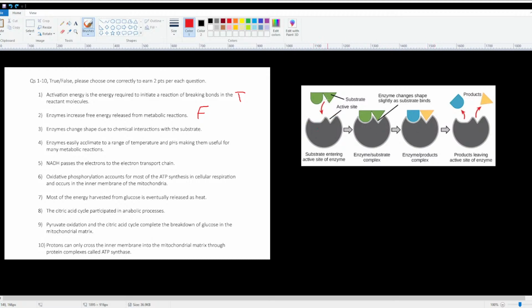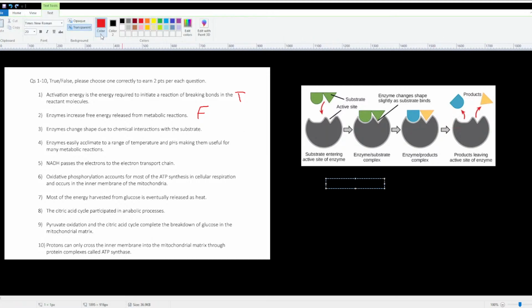Enzymes will change their shape due to chemical interactions with the substrate. That is absolutely true. Because, like I said, it's like a beanbag, right? The substrate that's going to sit down in the beanbag changes its shape, and once you leave, it goes back to normal. So that's the thing about enzymes.